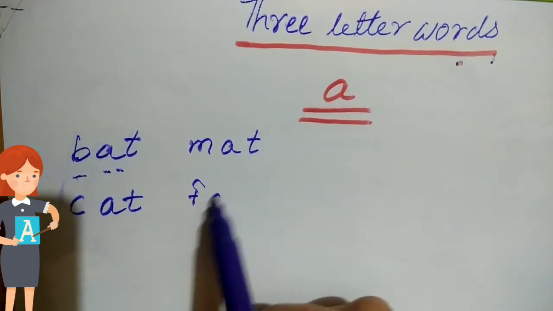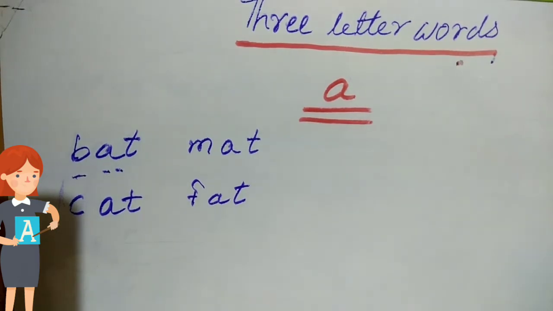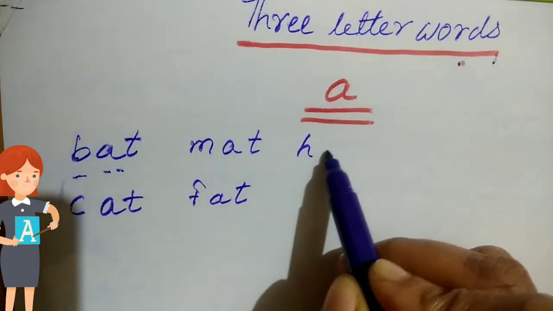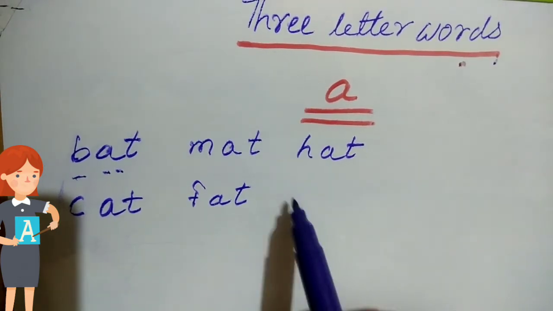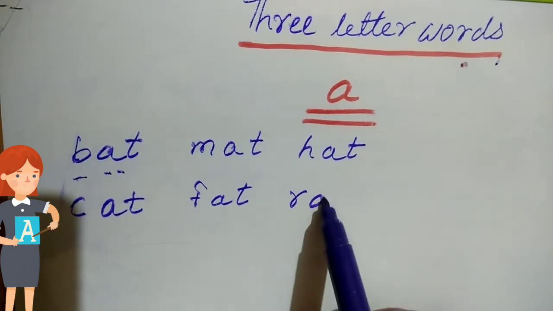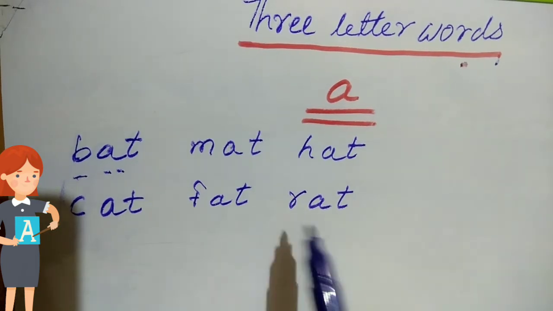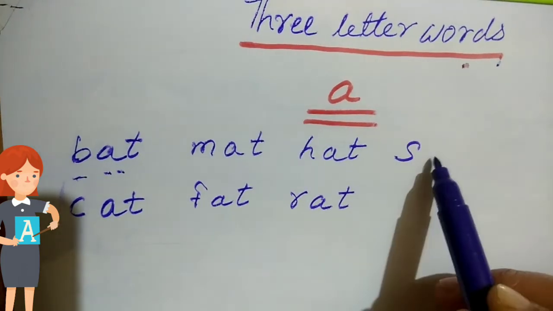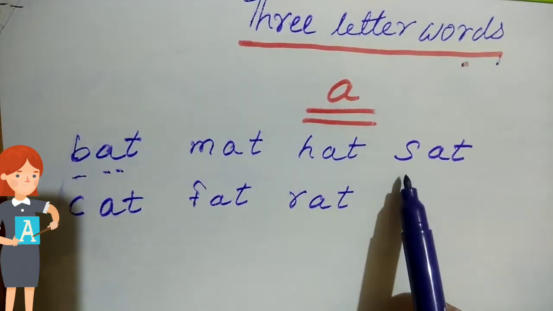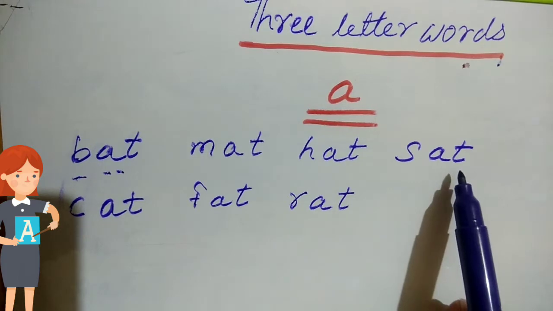Next one, F, A, T, fat. Now next is H, A, T, hat. Next one, R, A, T, rat. Now the next one, S, A, T, set.